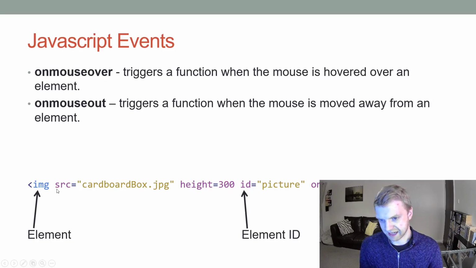You add it to a tag. So here's an image tag. This is something, I don't know if I've used this term before. This is called an element when it's a tag name. And then I've given it an ID as well. I've just called it picture. That'll make sense later.